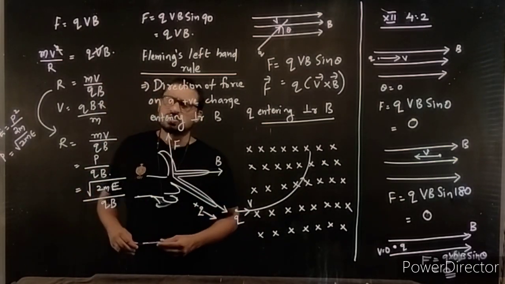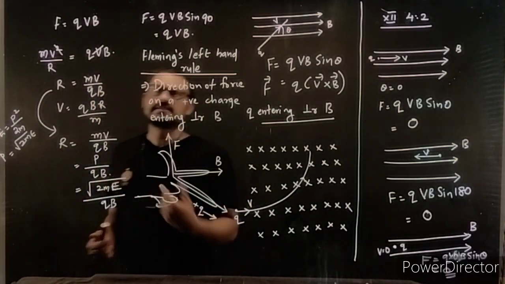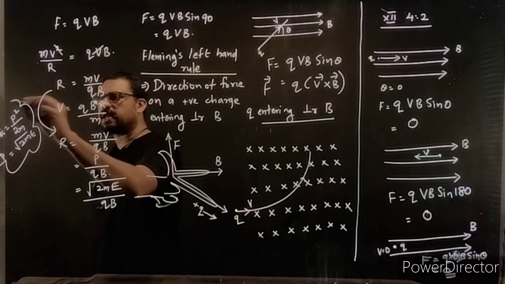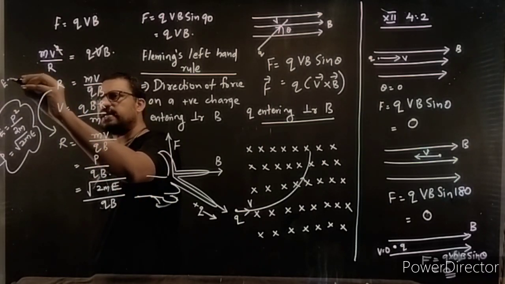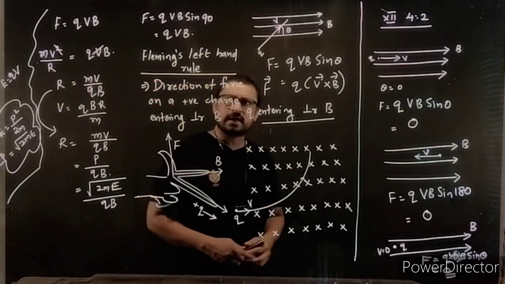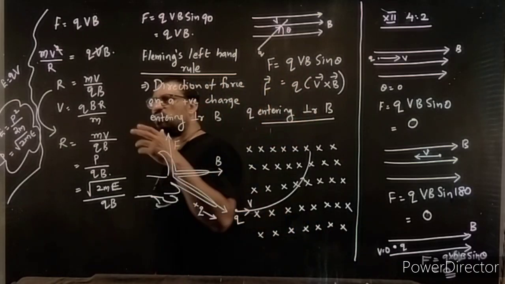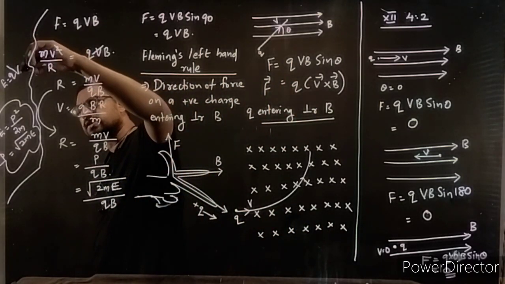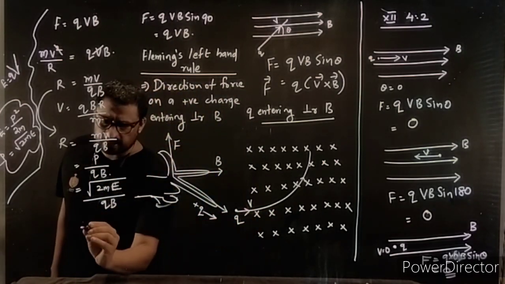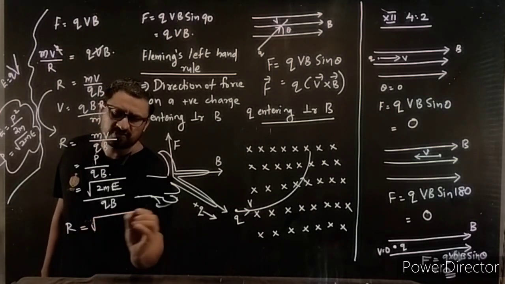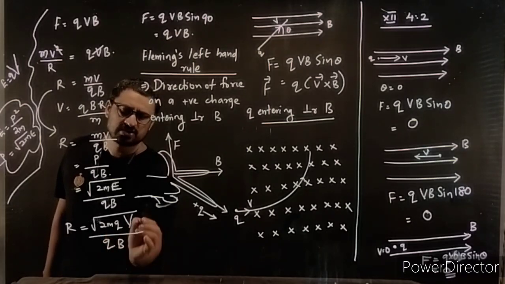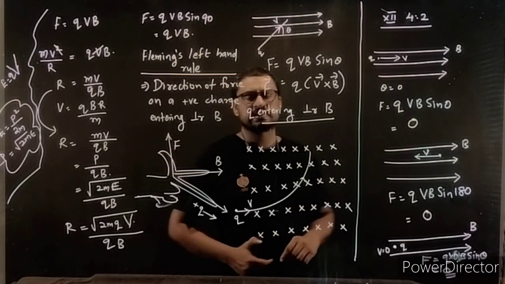Now it can be in another form also. If a charged particle is accelerated by a potential difference of V volt, it acquires a kinetic energy qV. You remember that? Remember, it is V volt, it's not velocity. So we can say the radius can also be written as root of 2m into qV by qB. Remember, it's not velocity, it is potential difference.